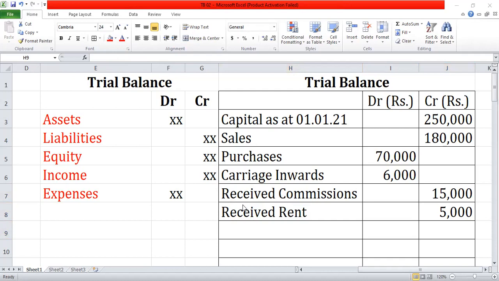Next, read carefully. Cash at bank. Normally, I repeat, normally, cash at bank is an asset. But here, I have given that the cash at bank is an overdrawn balance. It's an OD balance. Then it's a liability, 10,000.